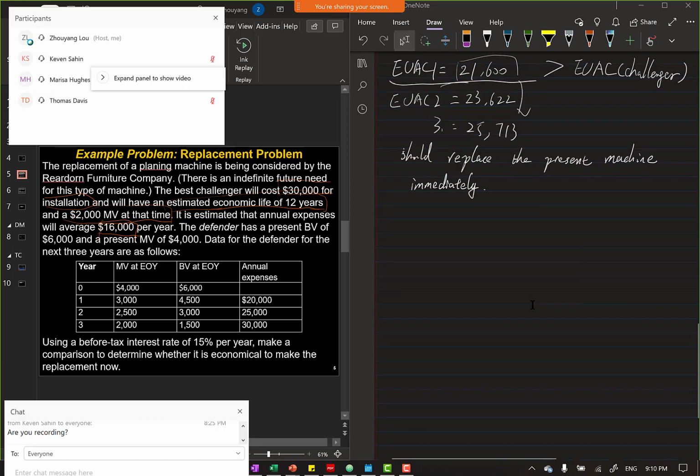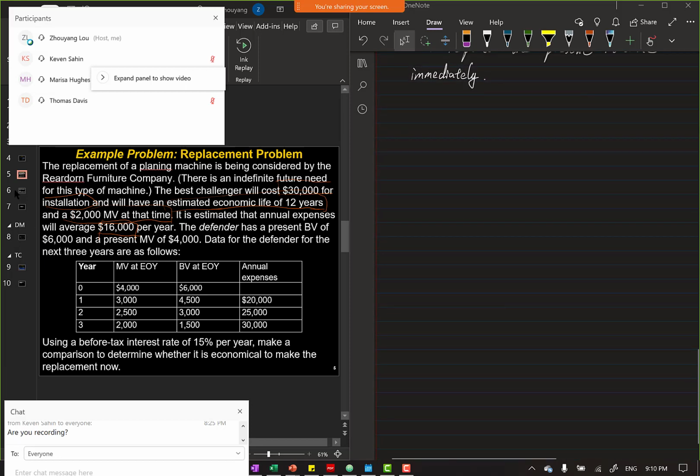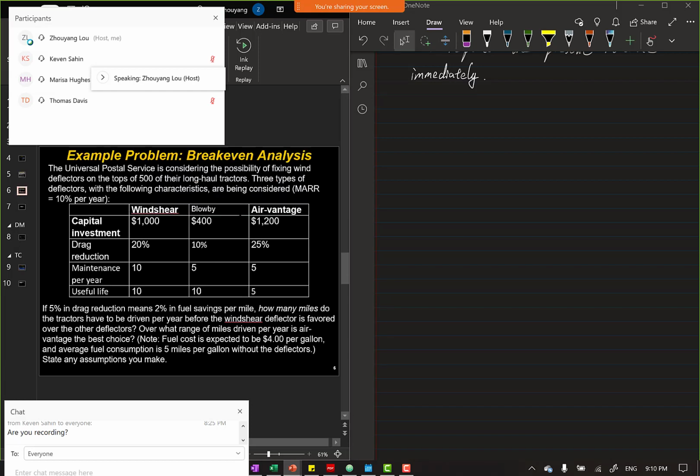Okay. Let us continue. So we conclude the problems on the replacement analysis, and now we are going to the break-even analysis. So I just show one problem here, since I think the break-even analysis is much easier than the replacement analysis problems. Do you think so?